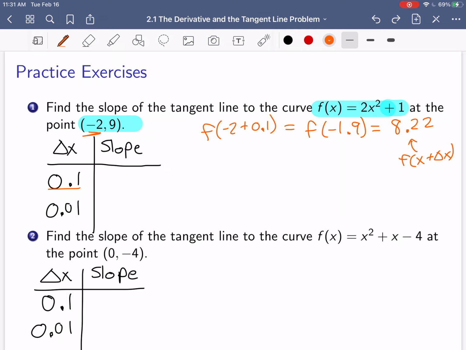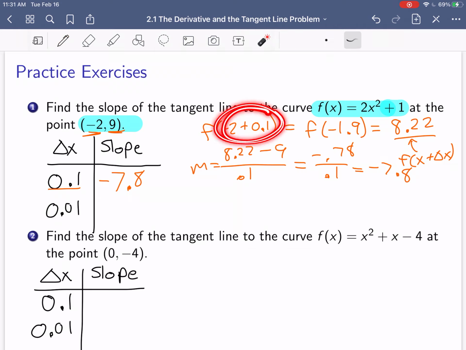We're not finding the limit at a point, but we're finding the limit to identify the slope. So we have our second y value. When we plugged in negative 2, we got 9. And so 8.22 minus 9, change in y, over change in x. We have negative 1.9 minus negative 2, which is 0.1. When we take that, we get negative 0.78 over 0.1, which is negative 7.8. So that's our slope if we are 0.1 unit above negative 2.